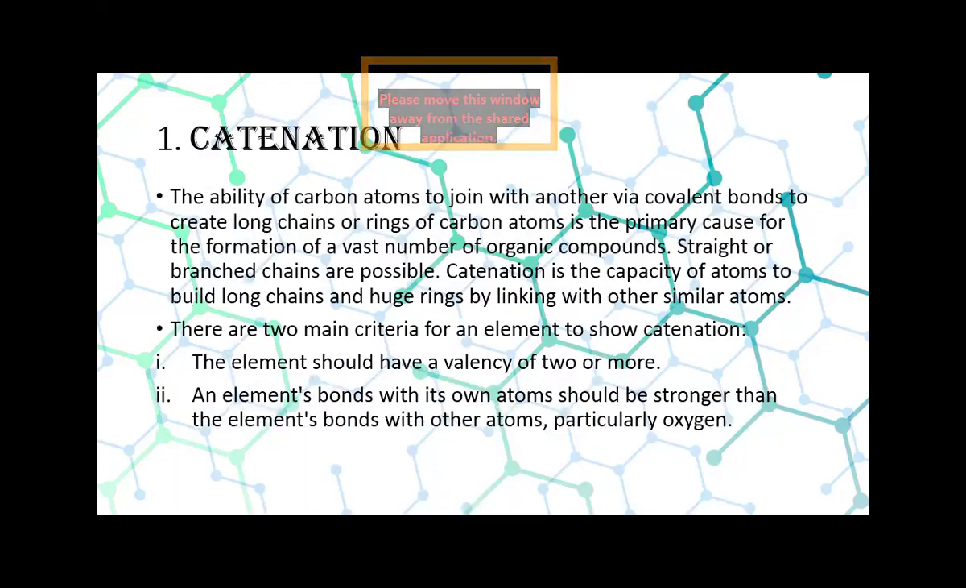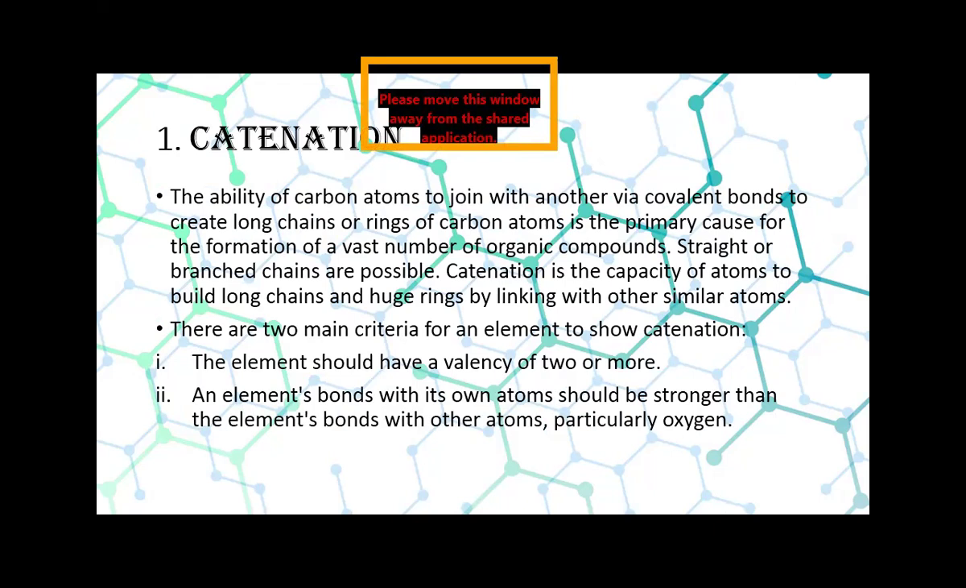What is catenation? The ability of carbon atoms to join with one another via covalent bonds to create a long chain or ring of carbon atoms is the primary cause in the formation of a vast number of organic compounds. Yes, catenation is the ability of what? Carbon atoms. Catenation is the ability of carbon atoms to join with another carbon atom via a covalent bond.